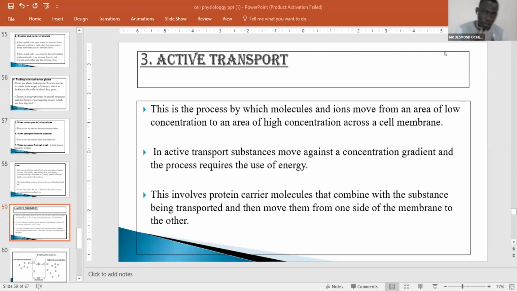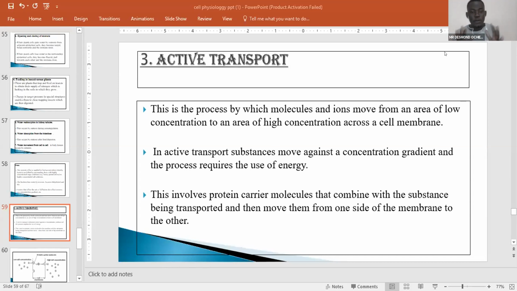And you can see this movement takes place against a concentration gradient. Against a concentration gradient means it is coming from a low concentration to a high concentration. It's a unique physiological process, because if you compare it to the others, you saw movement of substances from a region of high concentration to a region of low concentration. But here, we're talking about movement from a region of low concentration to a region of high concentration. So this is against a concentration gradient.